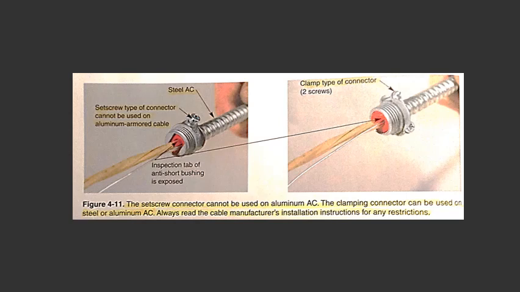Code alert, section 320.100. Construction of the type AC cable shall be an armor or of flexible metal tape and shall have an internal bonding strip of copper or aluminum in intimate contact with the armor for its entire length.